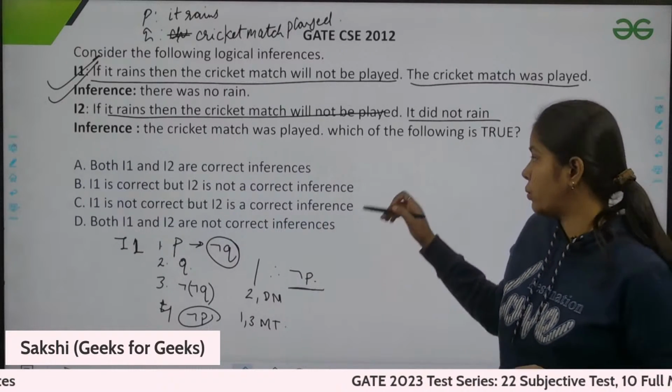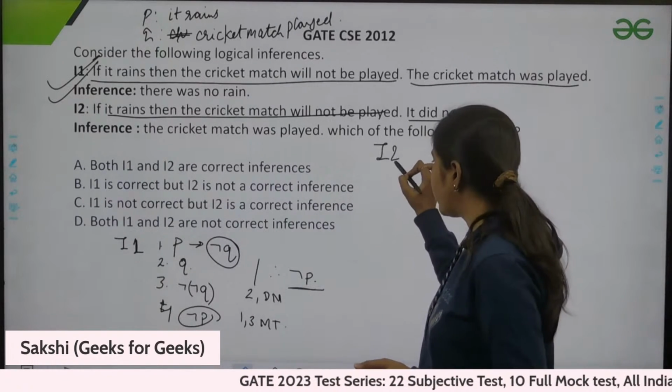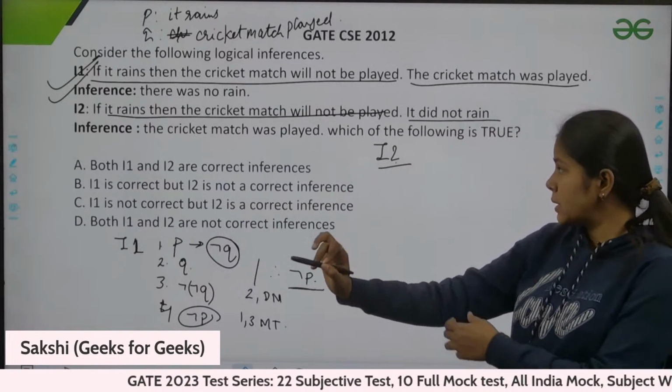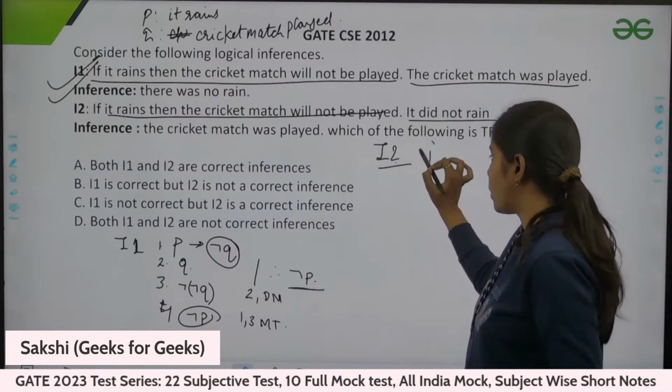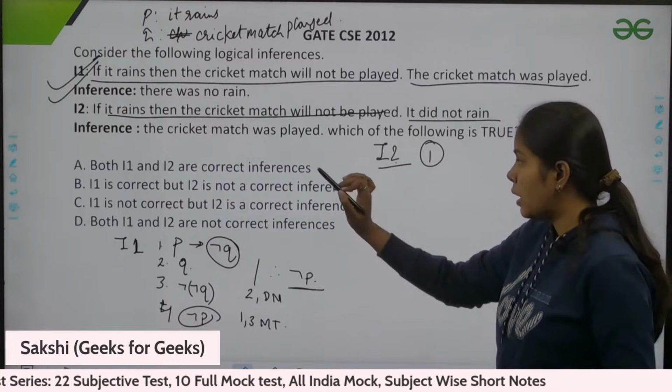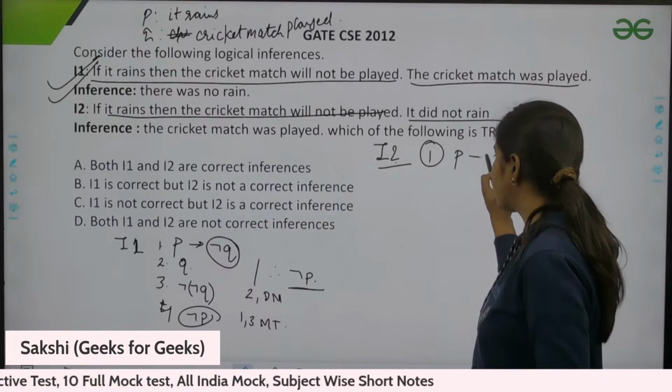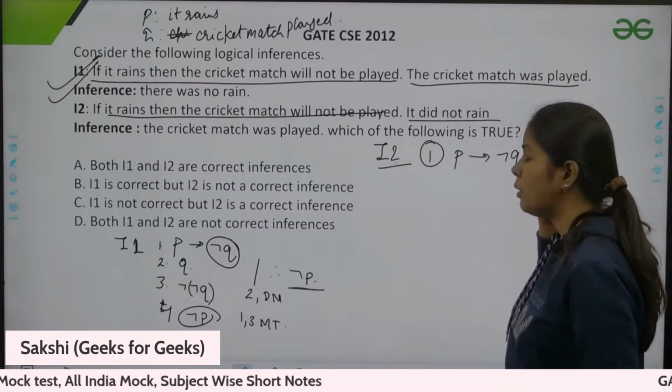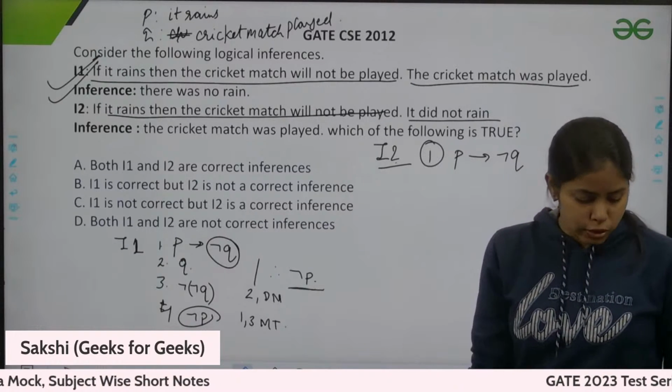Okay, let's move to I2. What is I2 saying? I2 says if it rains, then cricket match will not be played. Okay, let's write down the first premise. If it rains, then cricket match will not be played. Again, P implies negation of Q was the premise.